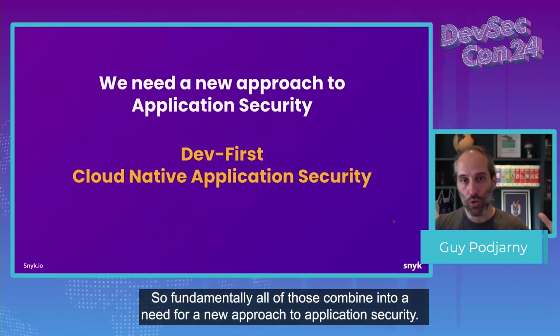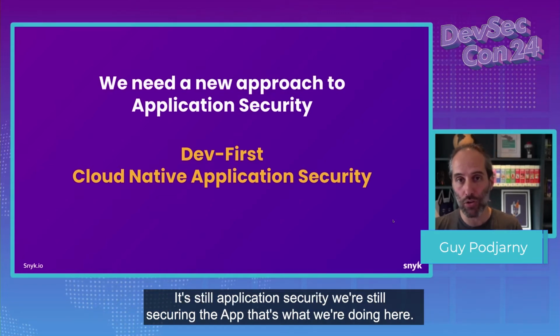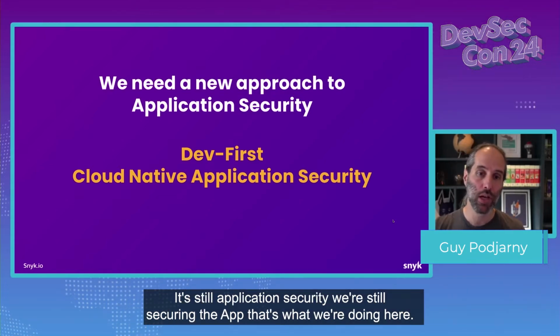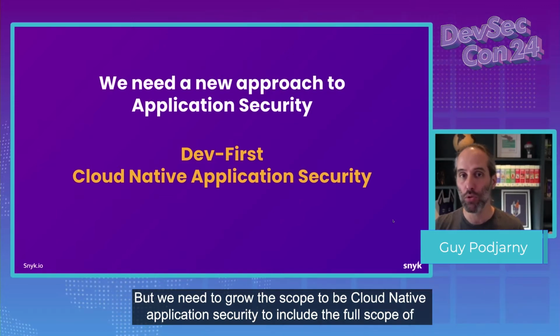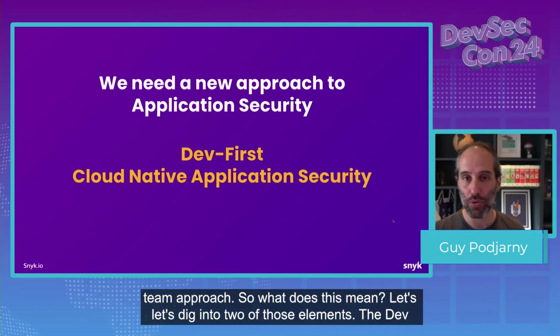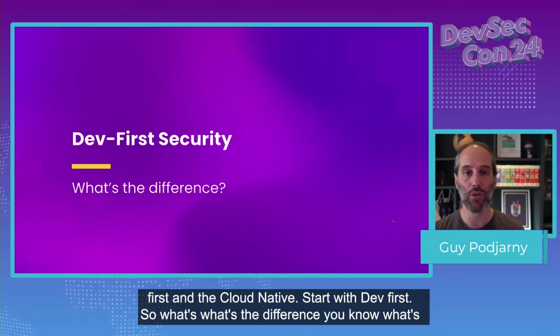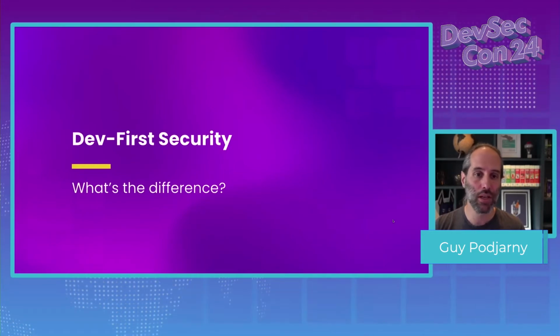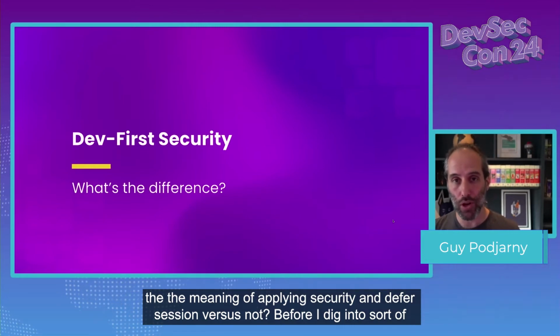So fundamentally, all of those combine into a need for a new approach to application security. It's still application security. We're still securing the app. That's what we're doing here. But we need to grow the scope to be cloud native application security, to include the full scope of cloud native apps. And we need to make it dev first to be able to adapt to this independent team approach. So what does this mean? Let's dig into two of those elements, the dev first and the cloud native. Start with dev first. So what's the difference? What's the meaning of applying security in a dev first fashion versus not?